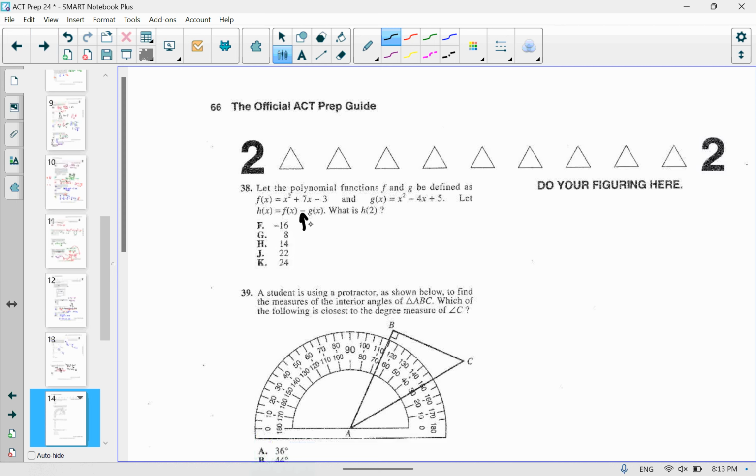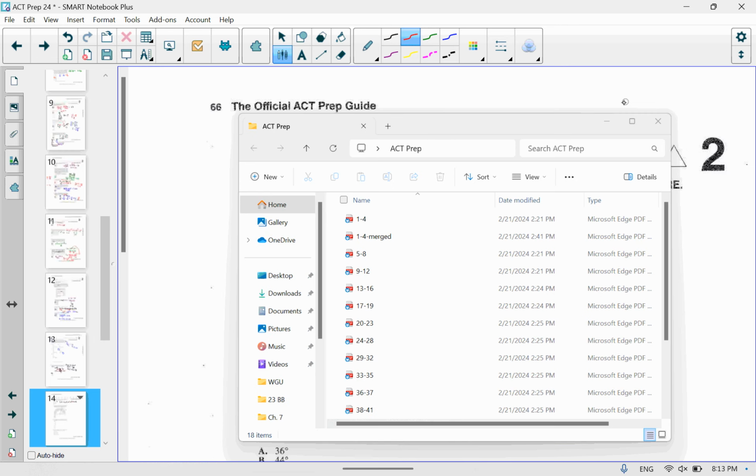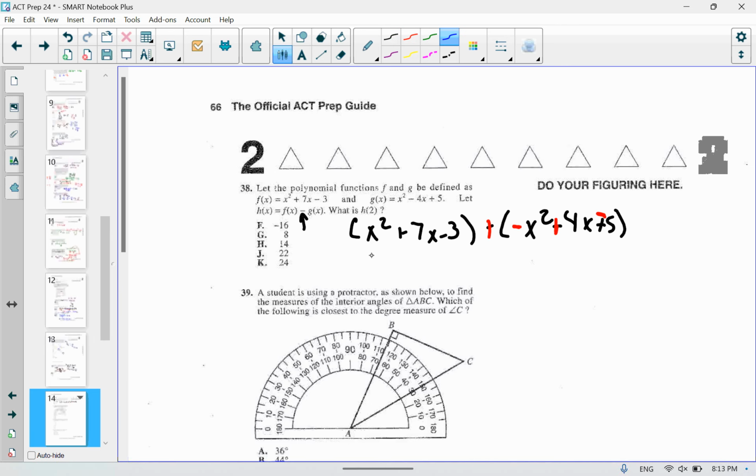I am subtracting the polynomials, so x squared plus 7x minus 3 minus x squared minus 4x plus 5. I would distribute this negative, or keep, change, flip, however you know it. Which means this becomes a plus, this is a negative, plus, and negative. So I just combine like terms. X squared minus x squared gives me 0x squared. 7x plus 4x is 11x. And negative 3 minus 5 is negative 8.